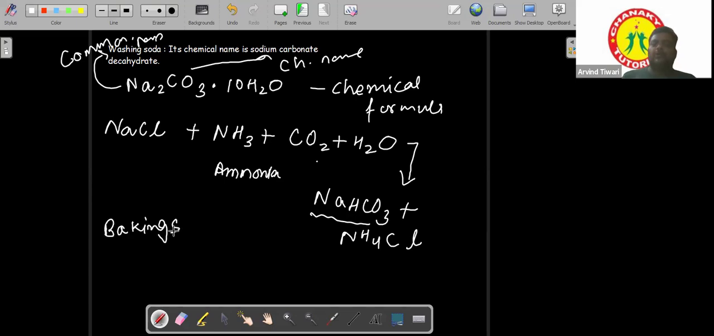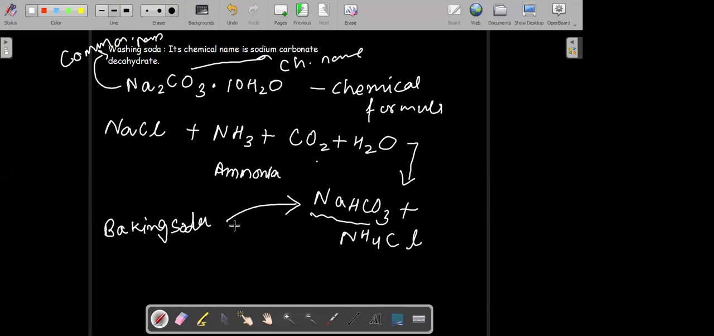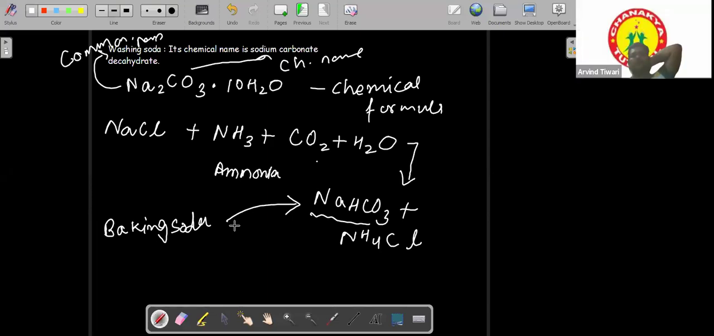Baking soda is the common name. Can anyone tell the chemical name of baking soda? Sodium hydrogen carbonate. That is the chemical name of baking soda. And this process which we are doing is called the Haber process. By this process, we are able to manufacture and obtain baking soda.